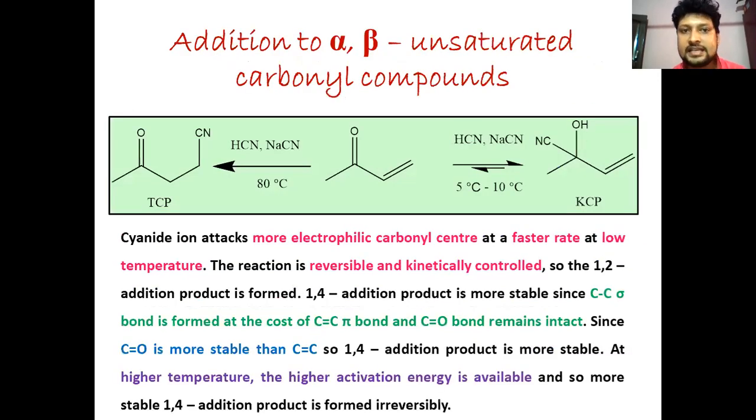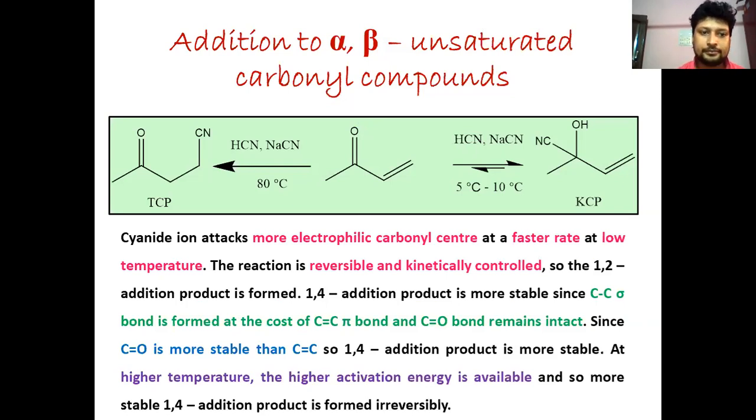Coming to an interesting example where addition to alpha beta unsaturated carbonyl compounds is considered. Here we have taken an alpha beta unsaturated carbonyl, and we are adding the same reagent, that is HCN and sodium cyanide, one at low temperature, that is 5 to 10 degrees Celsius, and one at a higher temperature. Here the two products have been shown. One is the KCP, that is the 1,2 addition product.